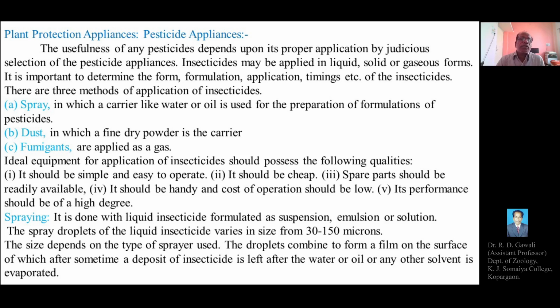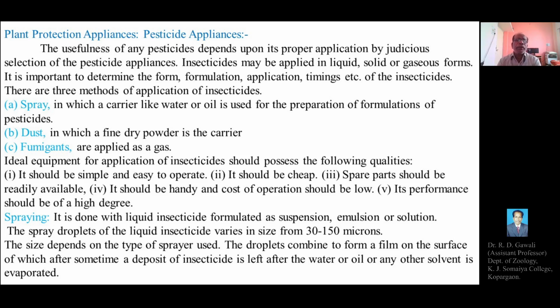Then second is dust or the powder pesticides, in which a fine dry powder is the carrier, which may be an inert powder but acts as a carrier for the dust type or powder type of pesticides. And third one is fumigants. Fumigants may be in the form of liquid or solid, but they are applied in the gaseous state by using suitable equipment like a cyanogas pump.